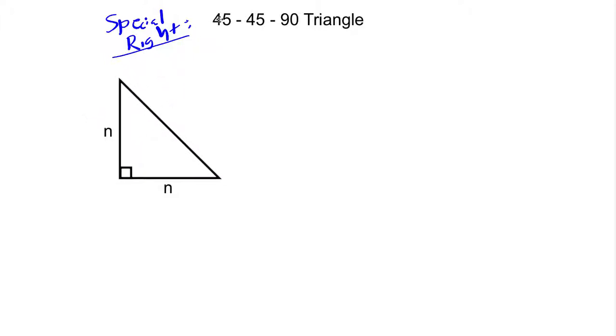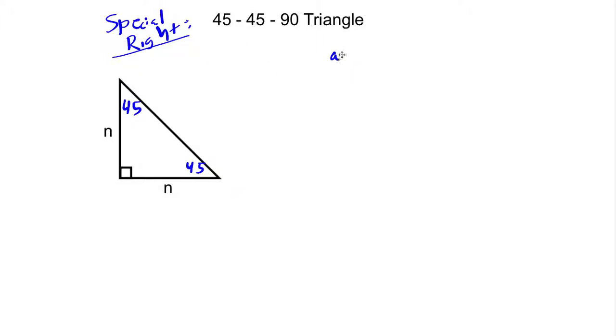So first off, the first type of special right triangle we have is called a 45, 45, 90. We get that name based off the angles. So this is a 90-degree angle, and these are two 45-degree angles. This makes it an isosceles triangle, because these two angles are congruent. So this is a special right triangle that's also an isosceles triangle. So we know that whatever this leg is, this leg must be the same size. Well, what about the hypotenuse?